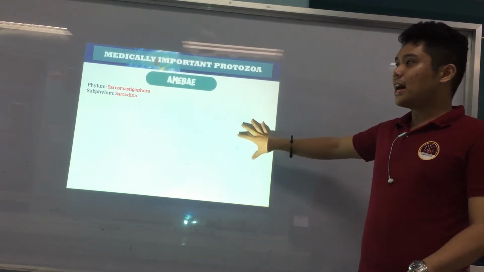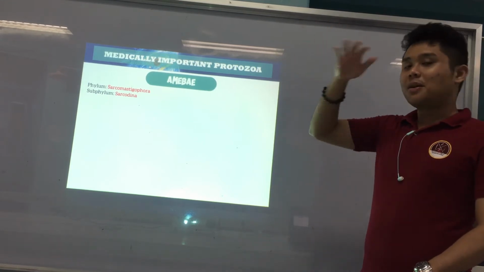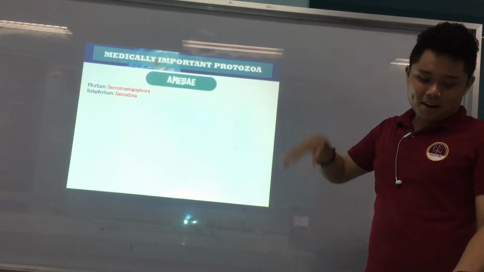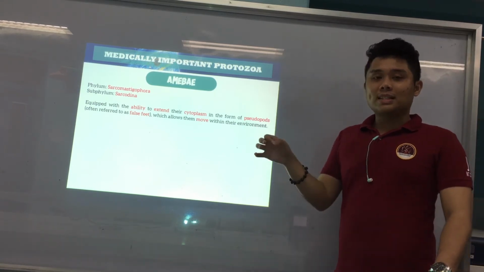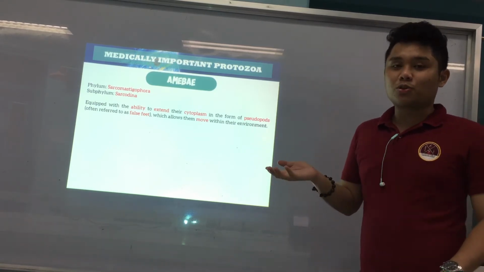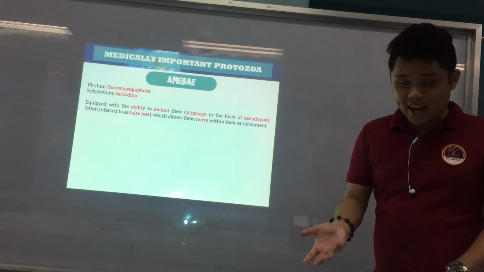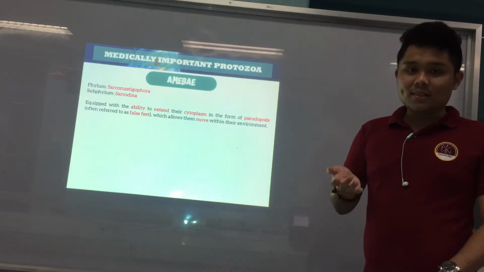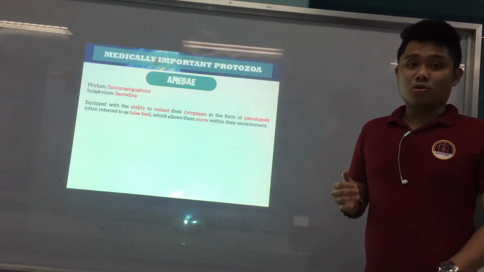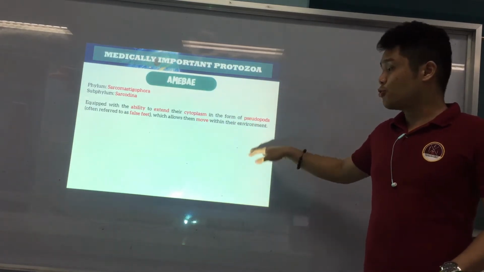If you forgot already, it's in our first slide, the picture of the classes and phyla. Now for amoebae, if you notice, the different groups of protozoa are classified according to their organs of locomotion, or the way they move. What organelles do they use for motion? For amoeba, they use your pseudopods.